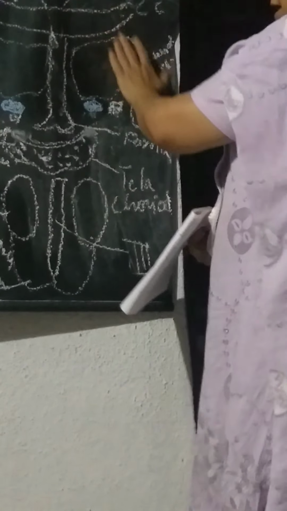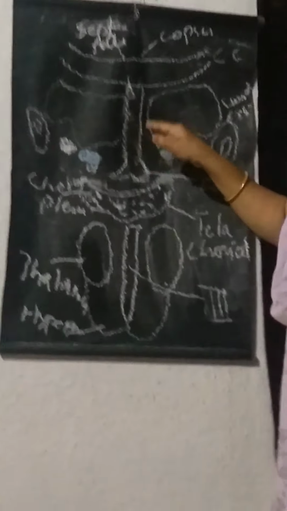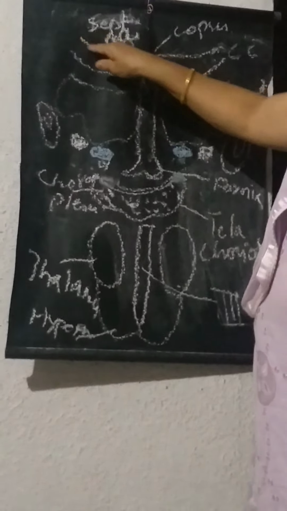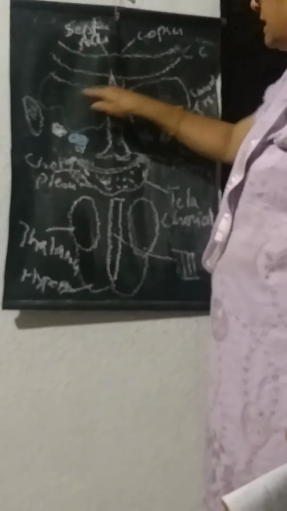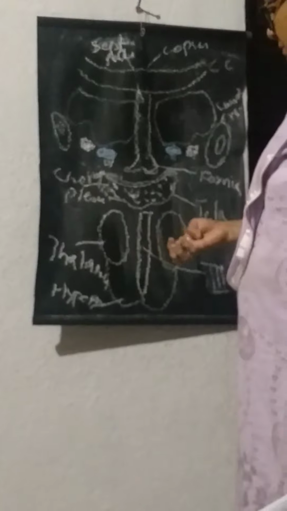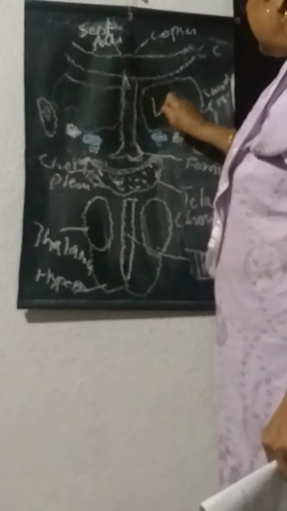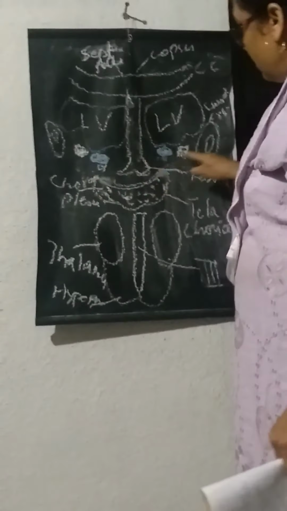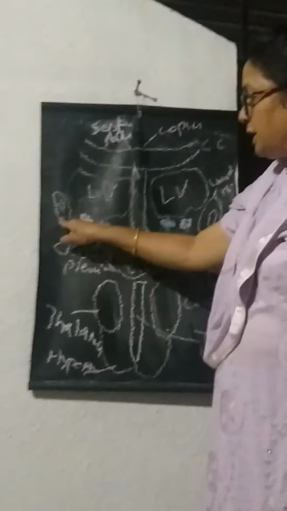So to repeat again the relations of the central part of the lateral ventricle. The roof is formed by the corpus callosum. These two are the lateral ventricles. The floor is formed by the caudate nucleus and the stria terminalis.